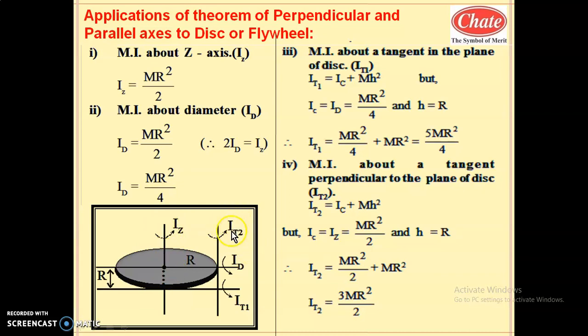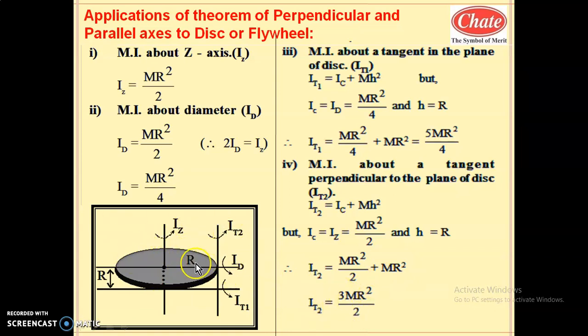So this It2 seems to be parallel to this Iz. So using again the parallel axis theorem, It2 equals Ic plus mh square. But what is Ic here? Ic is Iz. The Iz value is mr square by 2. Here h equals capital R. Hence the It2 calculation becomes mr square by 2 plus mr square. So that is 3 by 2 mr square. So here It2 is 3 by 2 mr square.